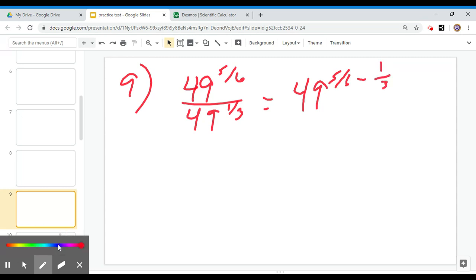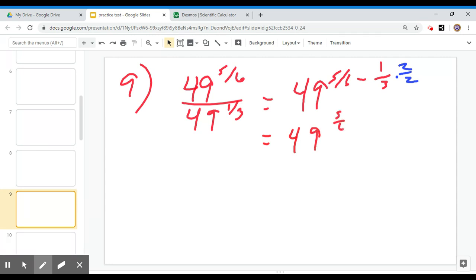Since we have two different denominators, we need them to be the same. So we've got a 6 here and a 3 here. So let's take the second fraction, multiply by 2/2. And then we have 49 to the 5/6 power minus 2/6, which is 49 to the 3/6 power. Now 3/6, we can reduce that to 1/2.